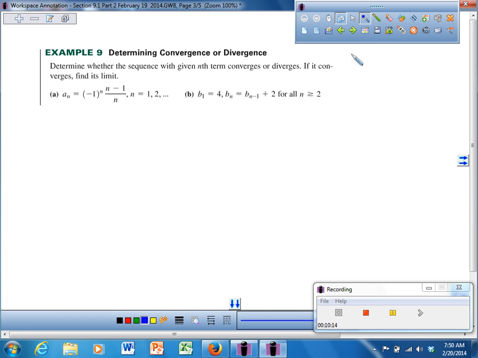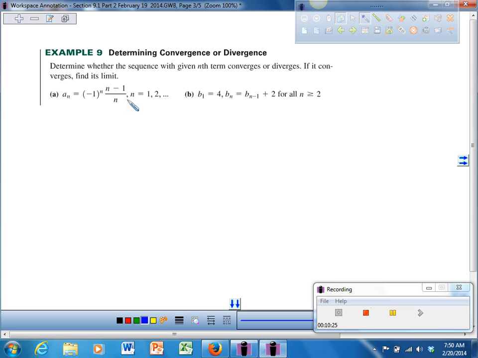Yeah, let's take a look at these two. This is example 9. Determining convergence or divergence. Determine whether the sequence with given nth term converges or diverges. If it converges, find its limit. All right, so let's look at A and B. In both of these, they're presenting the information in a slightly different way. In A, we're getting an explicit definition, and in B, we're getting what kind? Recursive.